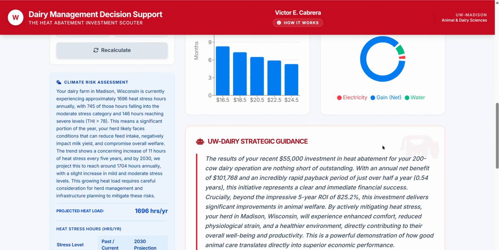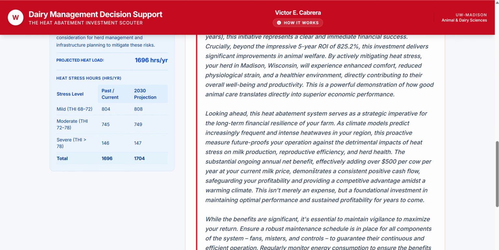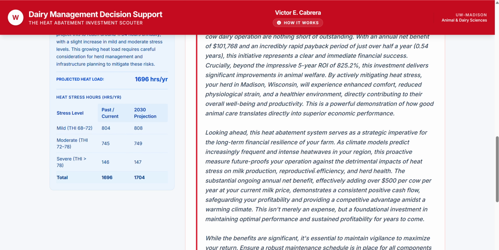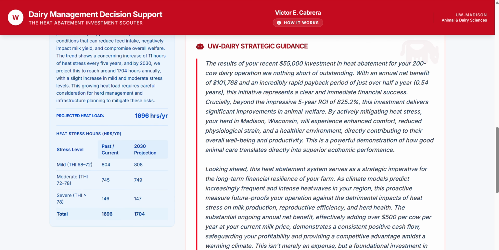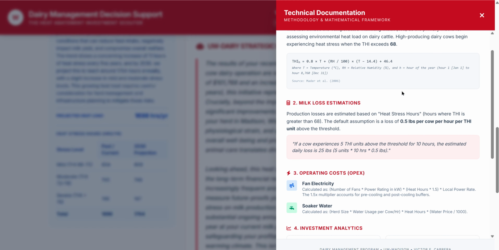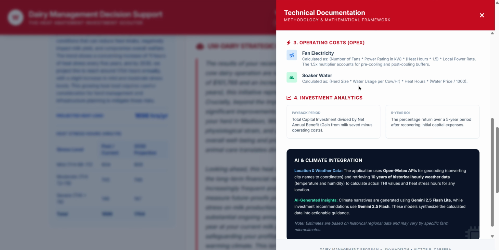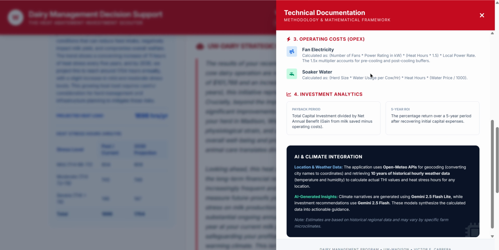At the bottom of the page, the UW Dairy Strategic Guidance section provides a written summary of the results, including an interpretation of the financial metrics and recommendations specific to your location and herd size. For users who want to understand the methodology, clicking the How It Works button at the top of the page opens the technical documentation. This explains the THI formula used, the milk loss estimation of 0.5 pounds per cow per hour per THI unit above the threshold, and how operating costs for fan electricity and soaker water are calculated.